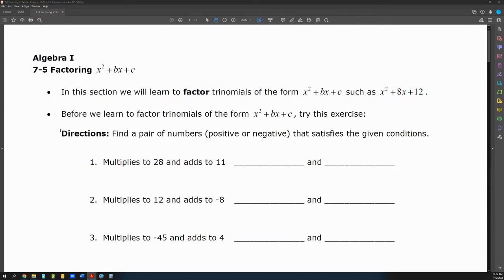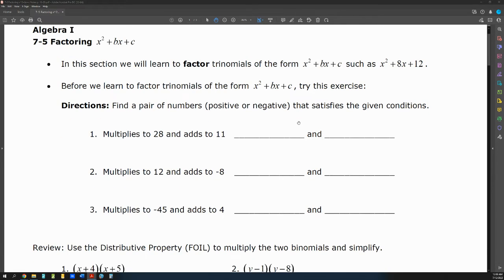Hi everyone. Today we will be completing our notes on factoring polynomials in the form x squared plus bx plus c. So an example of this would be something like x squared plus 8x plus 12. So this is a quadratic trinomial, and we want to factor this into two things that we're multiplying together, two groupings. In this case, it would be a binomial times a binomial that gives us the product x squared plus 8x plus 12.